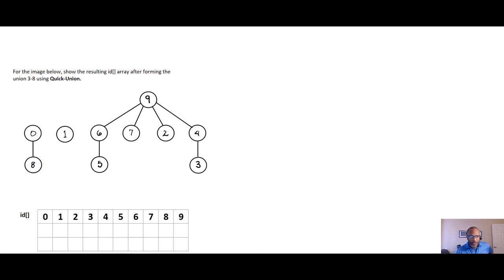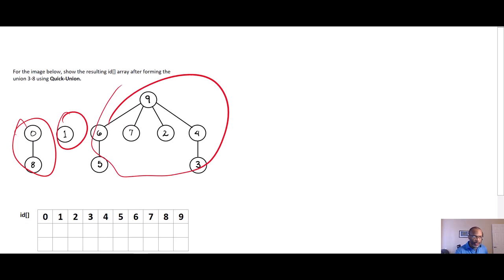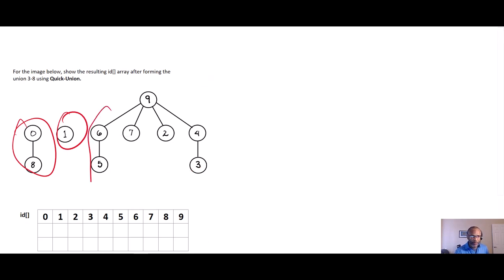So let's look at how we would apply the quick union algorithm. Here's an example where you have three connected components, one, two, and that would make up the third one, the entirety of that. Now, what we'd like to do is let's say that we're given another pairing, three, eight, and we want to go ahead and form the union of those.